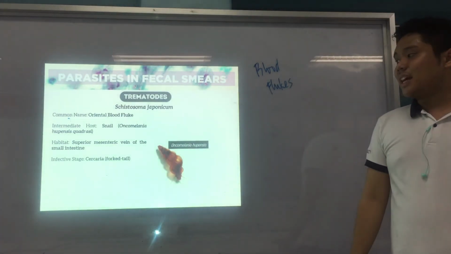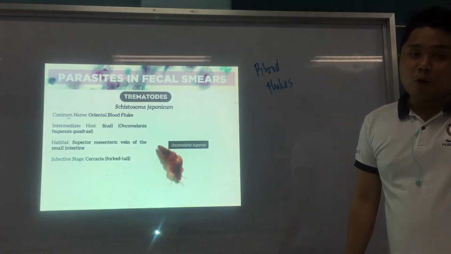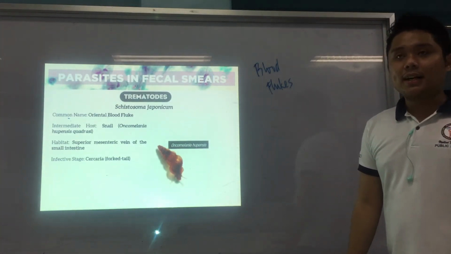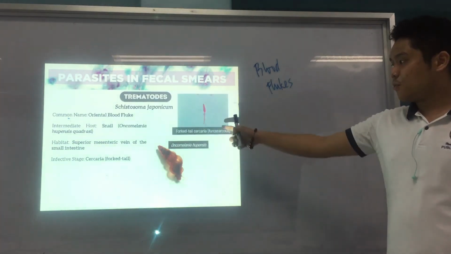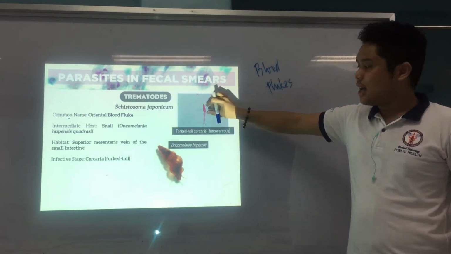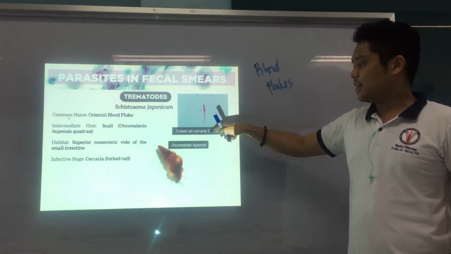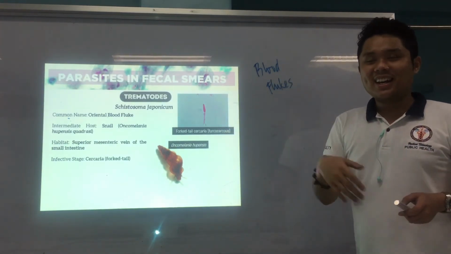And the infective stage is again what we call your cercaria. Schistosomes have no metacercaria. And the cercaria of the schistosomes are forked tail. What do you mean by forked tail? Here, forked tail. So this is the head. Okay, this is the developing larva. And then this is the forked tail. So it has a tail. And it's motile. It moves, guys. Okay? Alright.